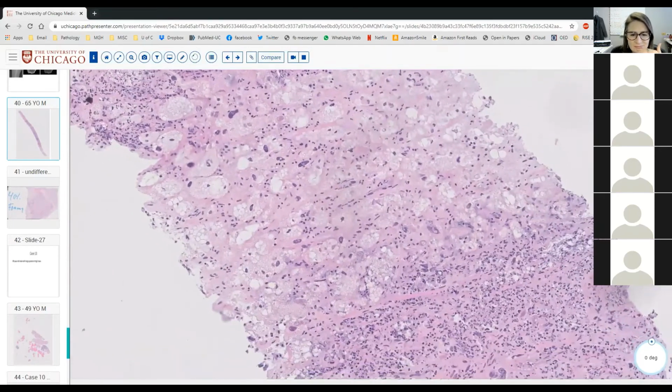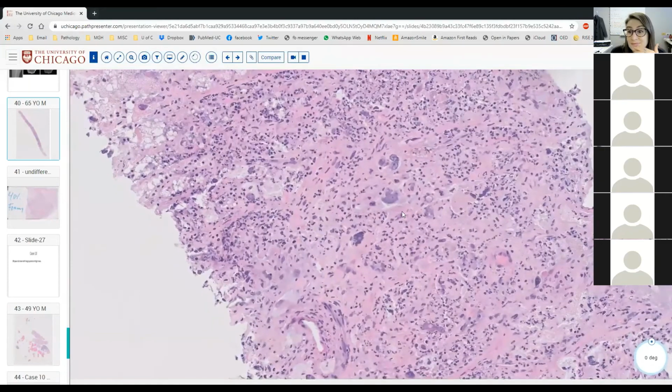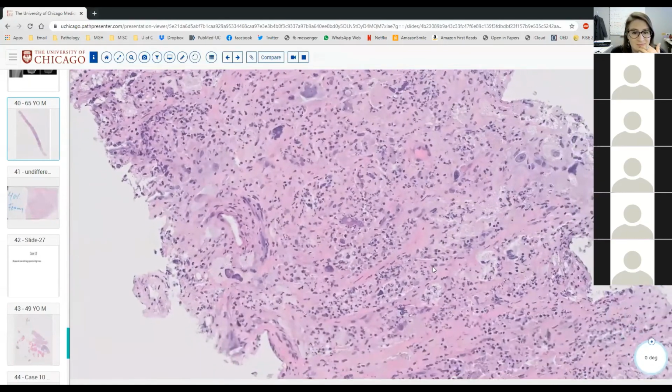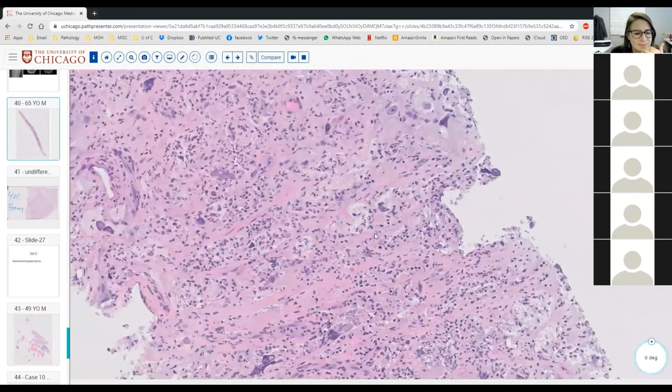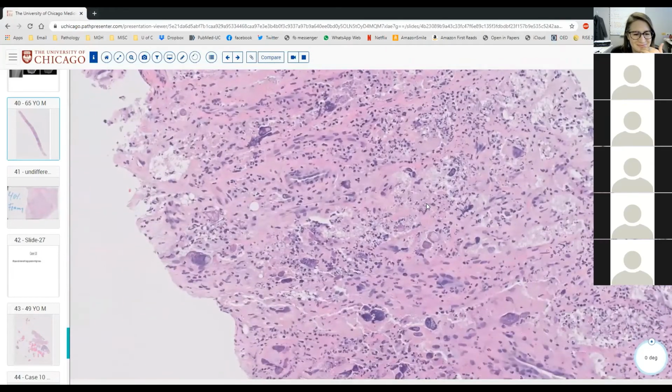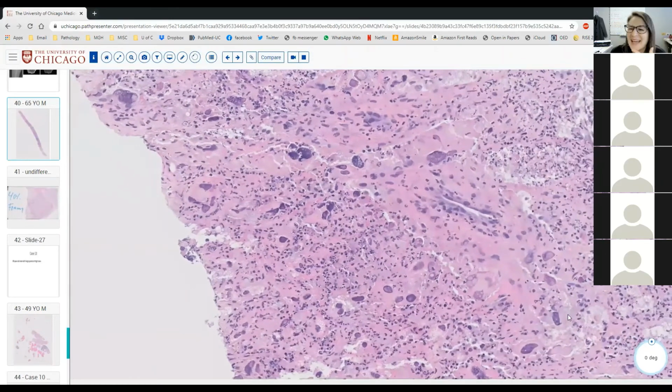They don't quite look like lipoblasts or brown fat, but those are a couple of things that come to mind for those types of cells. I don't know, it's just very weird looking. So benign or malignant? Malignant. Even if just by mass effect, malignant.